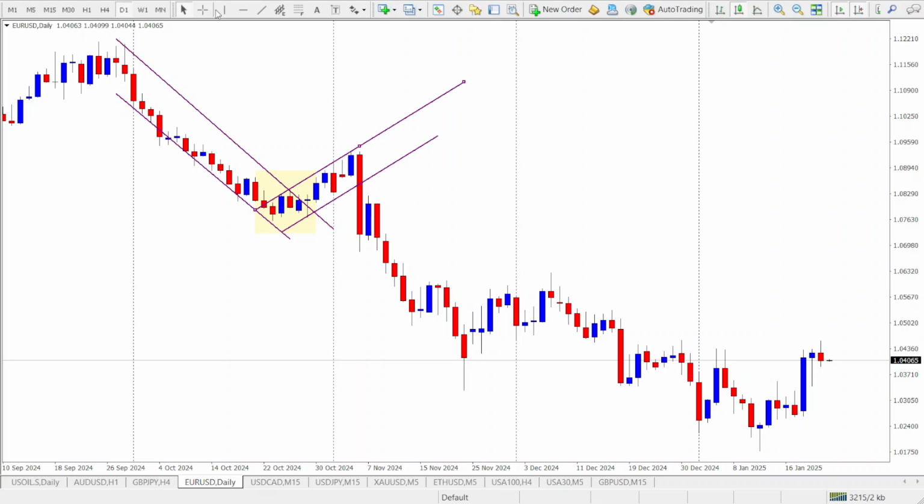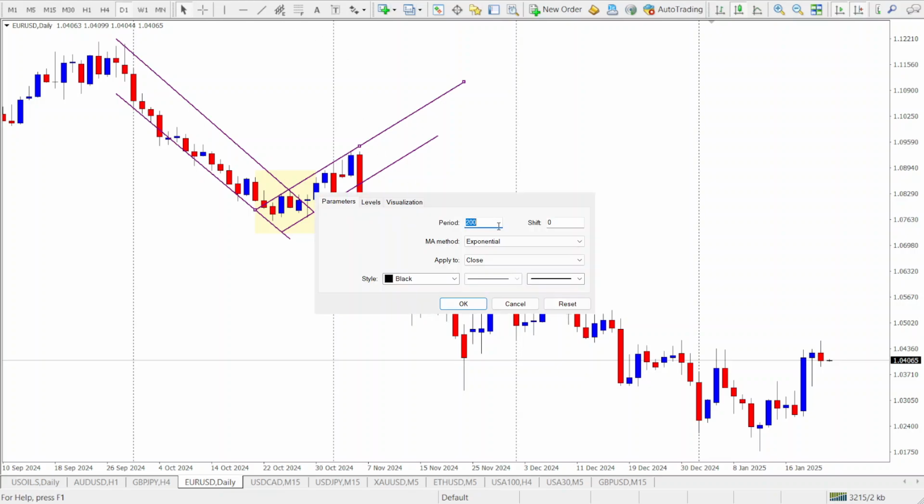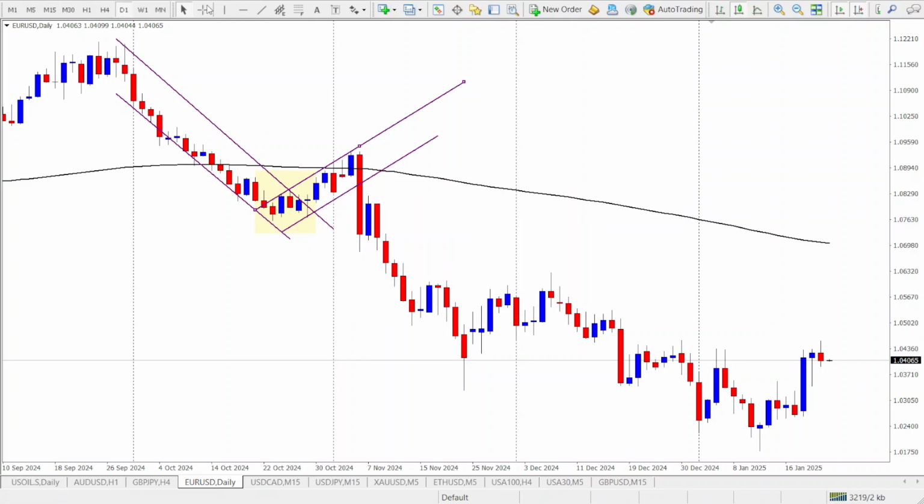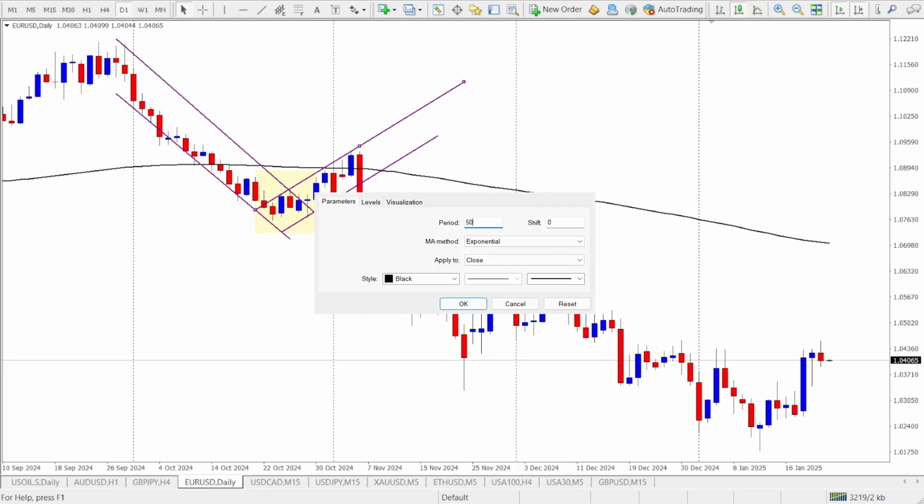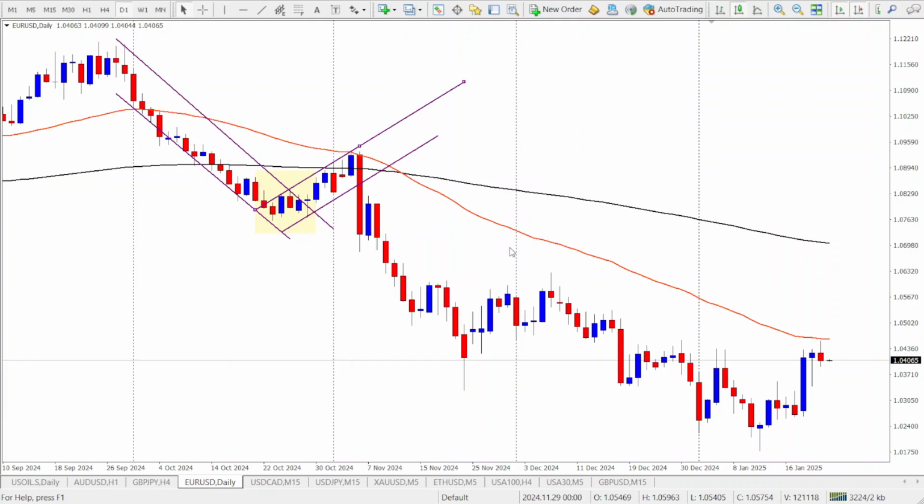I'm just going to add the moving averages to the chart, both the 50 period moving average and the 200 period moving average. Okay, I already added the 200, so I'm just going to add the 50 period moving average.